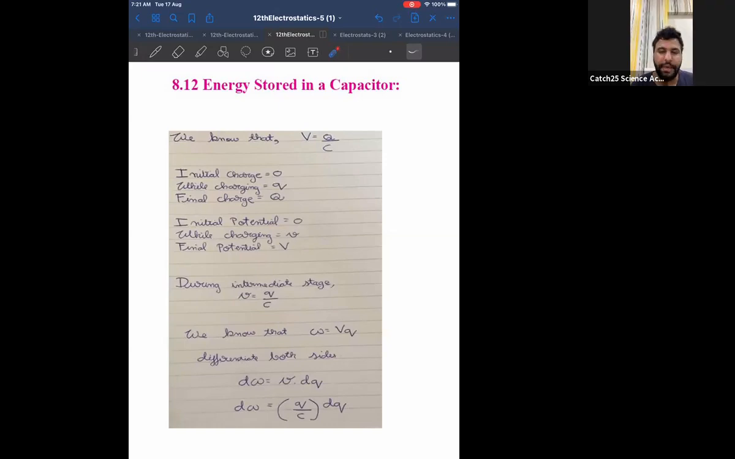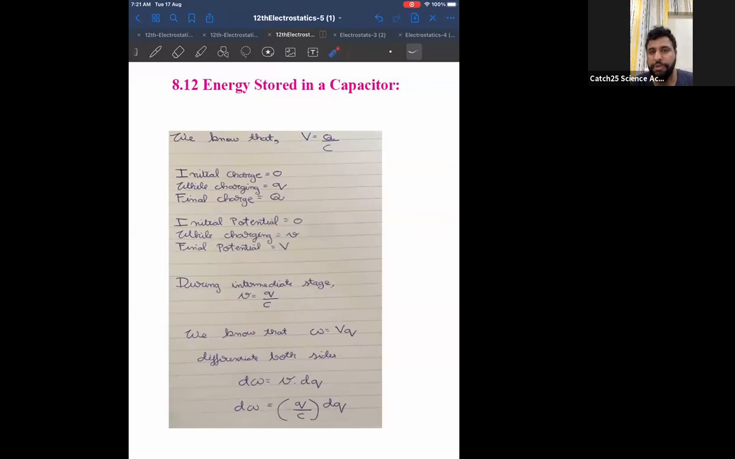Okay, let me start again. I'll just explain this page again. Okay, look at the screen. I have to find what is the formula for energy stored in a capacitor. That is the main heading. And finally, I'll have to get a formula for energy itself.